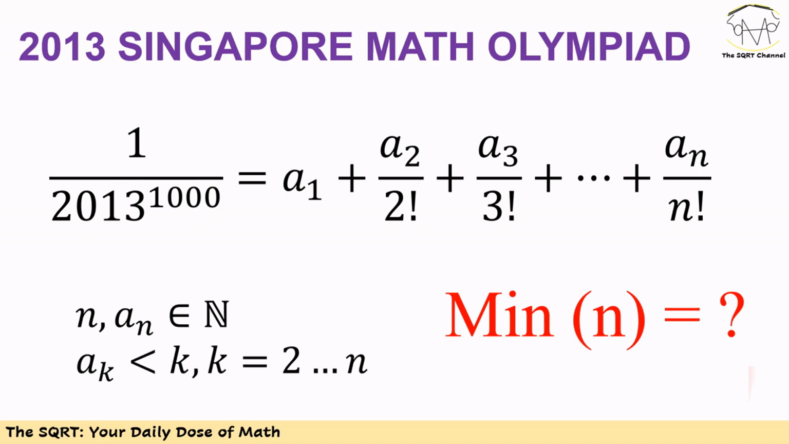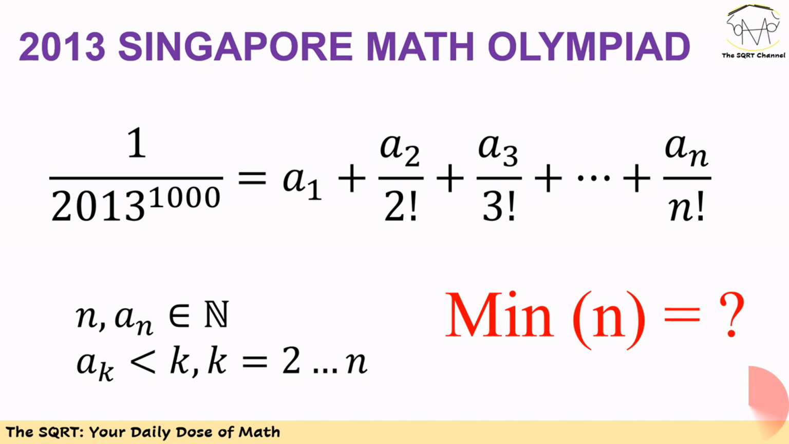Hello everyone. In this video we are going to talk about another problem that we got from the 2013 Singapore Maths Olympiad. In this problem from number theory we have a1 plus a2 over 2 factorial plus a3 over 3 factorial up to an over n factorial is equal to 1 over 2013 to the power of 1000.